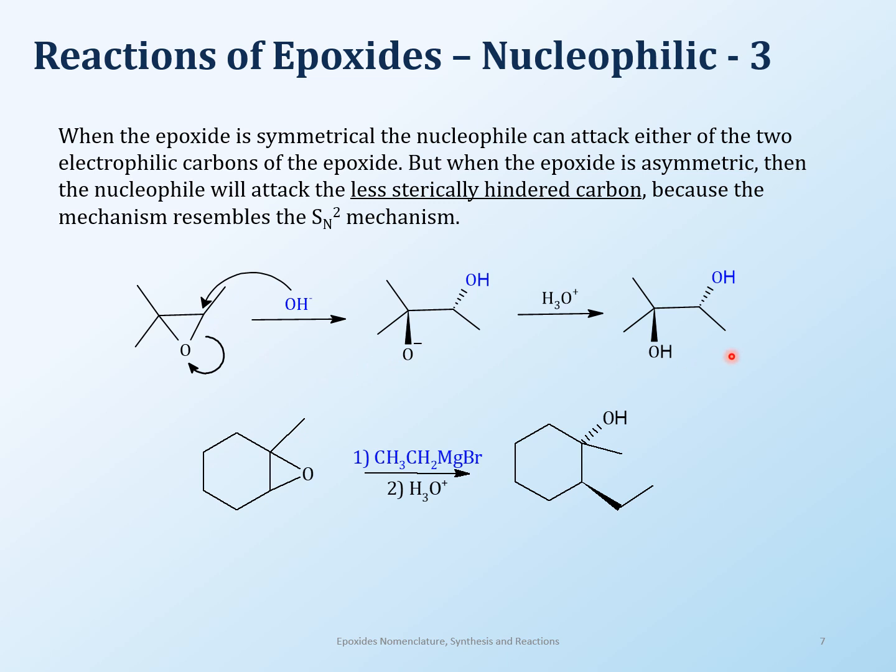Everything else is the same, so it's not an issue. It's just where the first attack is happening. In this case where you have a Grignard, this carbon at the bottom is the less sterically hindered, so that's where you're going to see the group. That's the key thing about the nucleophilic attack.